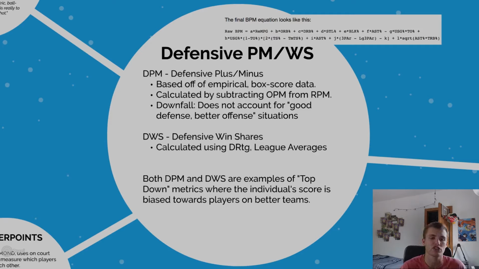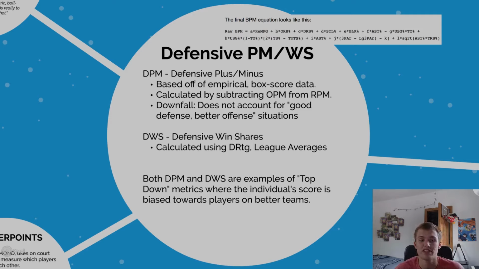It is basically just box score rates such as steal percentage, block percentage, assist percentage, turnovers, all that stuff, multiplied by different coefficients, and then all added together. And then based on that number, we're able to calculate defensive plus minus.